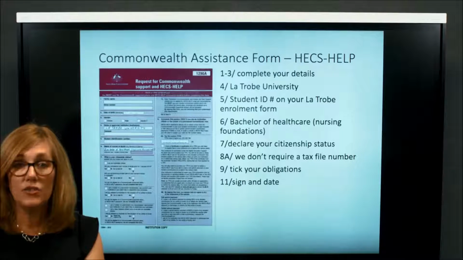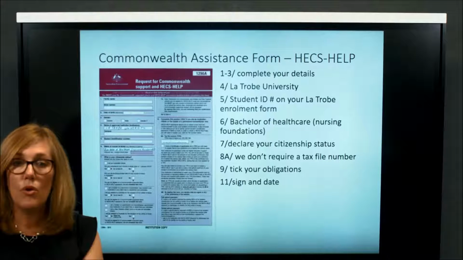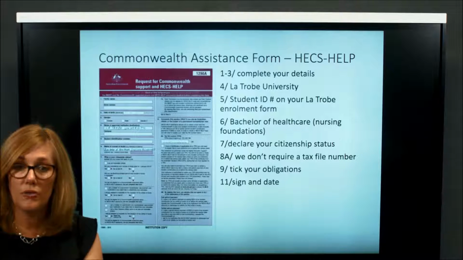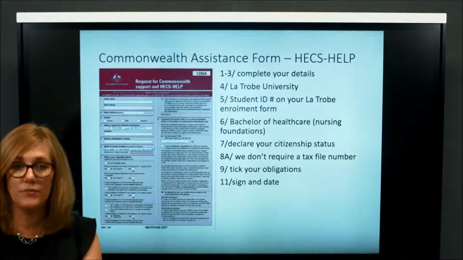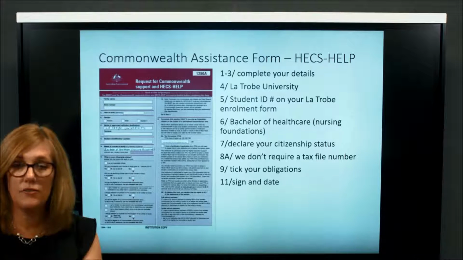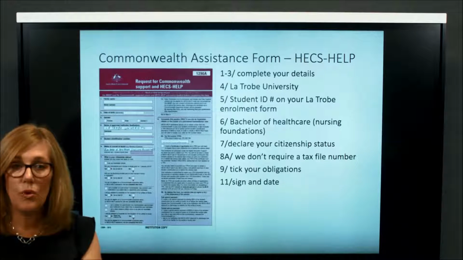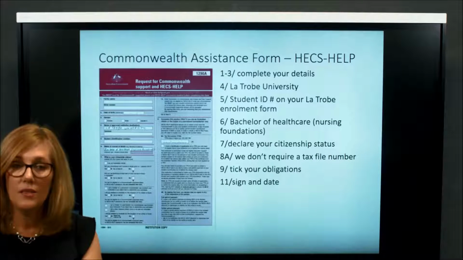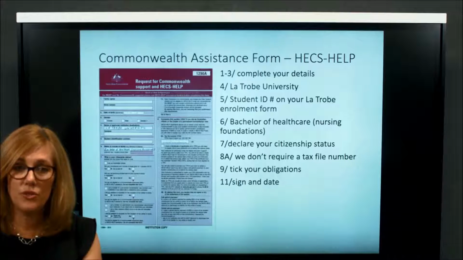You also need to describe the course as the dual enrolment Bachelor of Healthcare course and not the Diploma of Nursing. So in section 6, you put Bachelor of Healthcare, Nursing Foundations. Please declare your citizenship status. In section 7 and in section 8, we don't require a tax file number because we don't collect HECS from you. Also tick your obligations and sign and date the form. This form is in duplicate and you can also retain a copy.